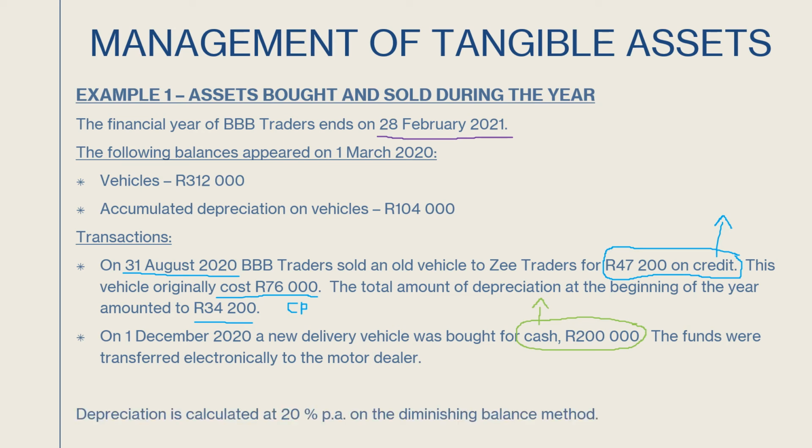Then they give us the information on the depreciation. How are we going to calculate the depreciation? Depreciation is calculated at 20% per year on the diminishing balance method. So we are going to make provision for depreciation on the carrying value. That is important.